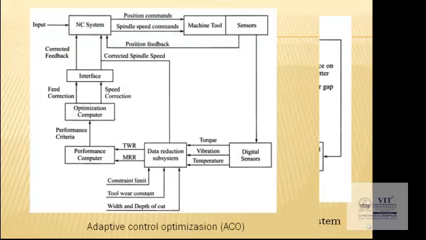Based on these two parameters, the speed is obtained: what will be the maximum speed required for the particular operation, and the feed rate is fixed by this ratio. According to the accuracy or performance required, the feed rate is also fixed to the optimized value. This is one block diagram for adaptive control with optimization.